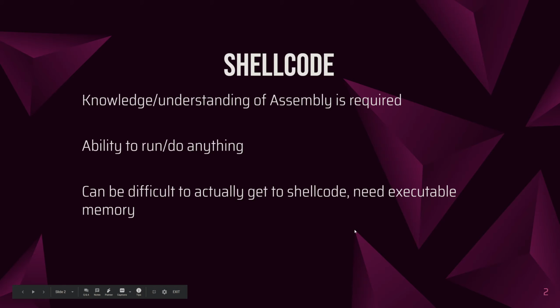So, shellcode. For shellcode, your understanding and knowledge of assembly is kind of required, whether it be x86, x64, ARM, MIPS, some custom like Pegasus or something. Just a wide range of stuff. Shellcode allows you to run or do anything on the system if you can actually get it to run, and that's where the difficult part comes: you actually need executable memory where your shellcode lives to be able to actually run shellcode.